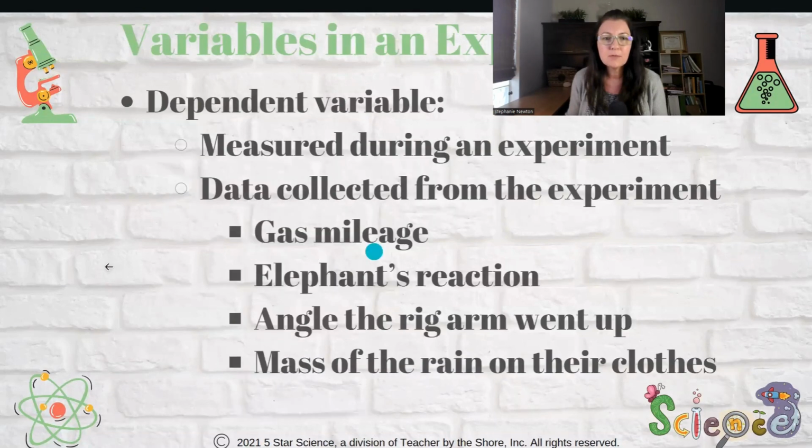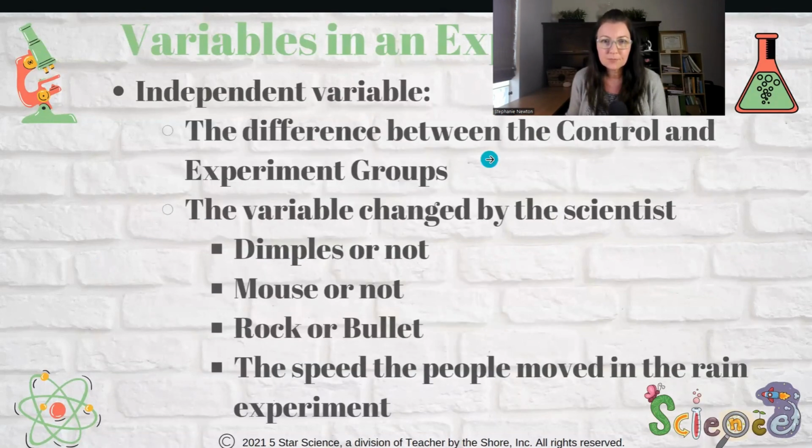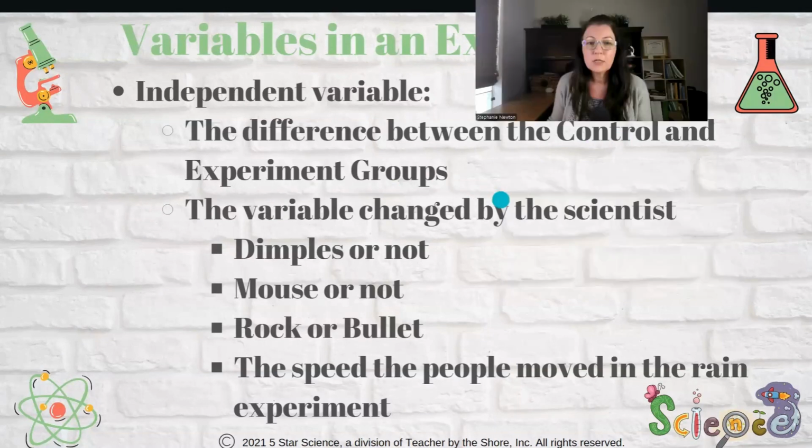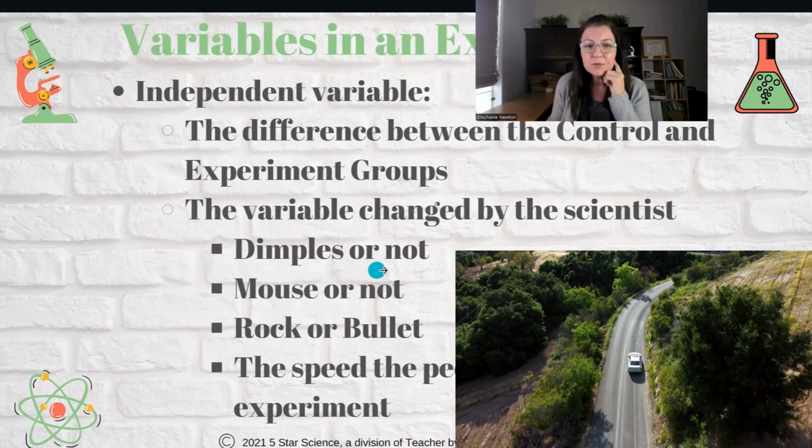All right, so independent variable, dependent variable. So there's two groups. The independent variable is the difference between the control and the experiment groups. This is the variable changed by the scientists. So what did they change? They changed the dimples. So the independent variable is whether or not the car had dimples or not.